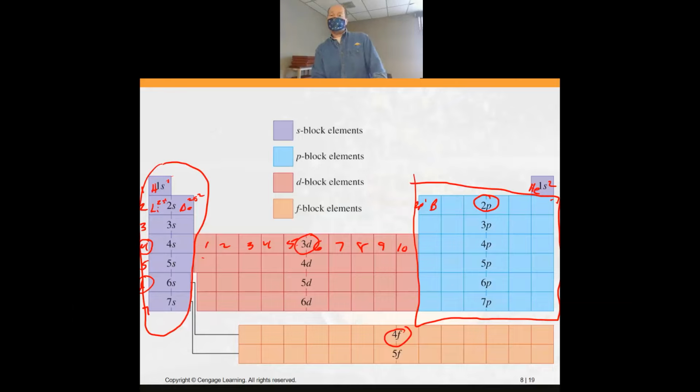The D's, it's always one less than your period number. In the 4th period, you have the 3D. In the 5th period, you have the 4D. Best way to know is S starts at 1, and then you count down. 1, 2, 3, 4, 5, 6, 7 S.